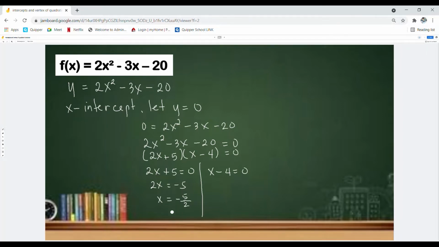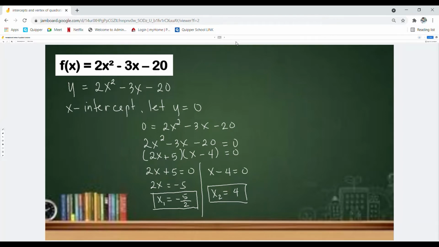And so you can name it as your x sub 1, or first x-intercept, or roots or zeros. And then for the other one, you get x minus 4 is equal to 0. You can just do it directly. That's x is equal to positive 4, as you transpose it following the APE. That's your second intercept, or x sub 2. And that means your x-intercepts are negative 5 over 2 and 4.